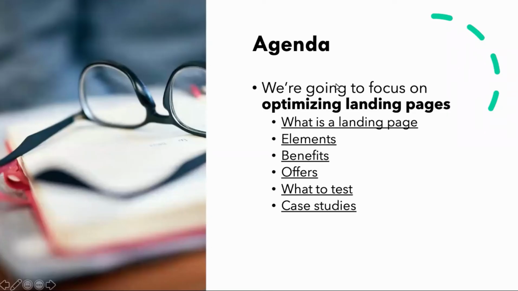What we're going to do today is talk about what a landing page is, what the elements of a landing page are, the two most important things to remember when selling on a landing page, which are benefits and offer, things that you may want to test, and then we're going to look at some examples of other landing pages, and we're all together going to critique them.